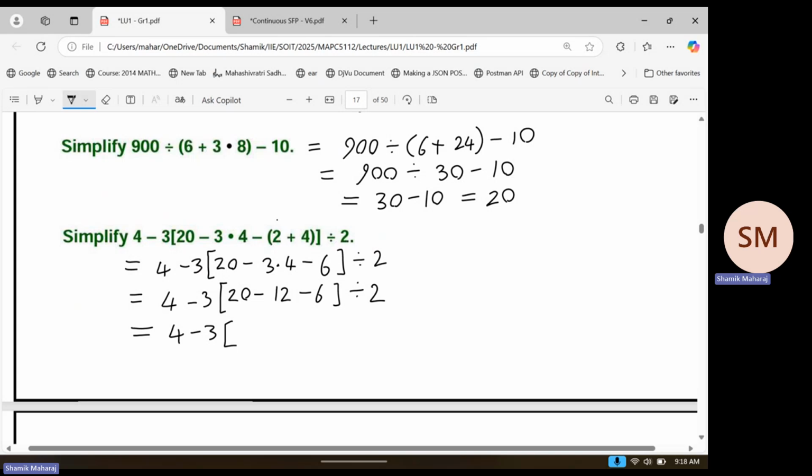Okay, 20 minus 12 minus 6. Anyone can do quick maths there? 8, 2. So everything is 2. You guys fine with that? You can do it step by step if you want to. There's a divided by 2 here.